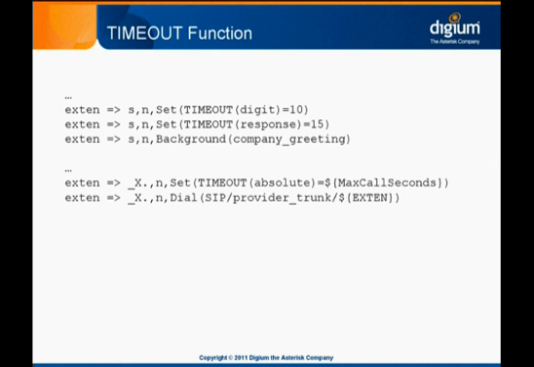In the first example, we've changed the digit timeout from its default of 5 seconds up to 10 seconds. This gives our users more time to enter each digit, which may be necessary if we expect the user to pause when entering digits. For the absolute timeout, the argument provided is a variable, MAX_CALL_SECONDS, which has been set elsewhere in the dial plan. Note that the timer for the absolute timeout begins at the time that it is set and does not include the duration of the call previous to this time. When using an absolute timeout, it's typical to set it as one of the very first priorities of the call.